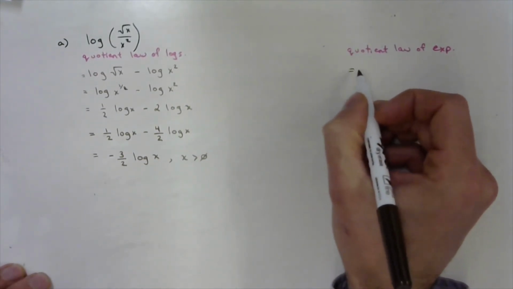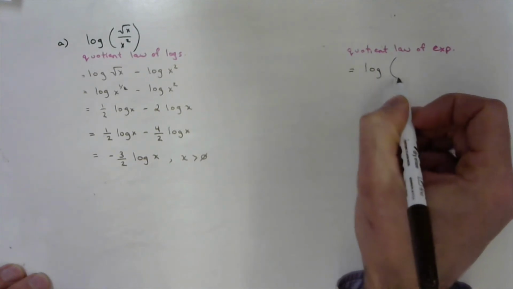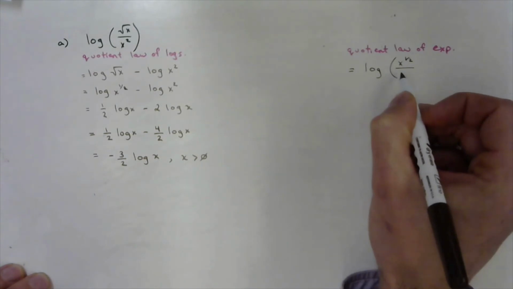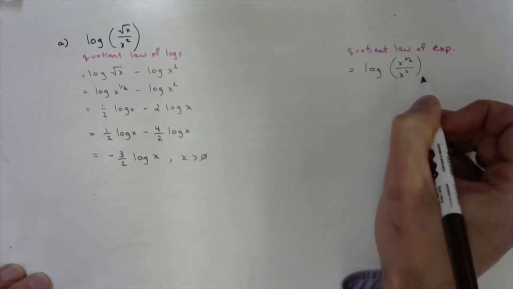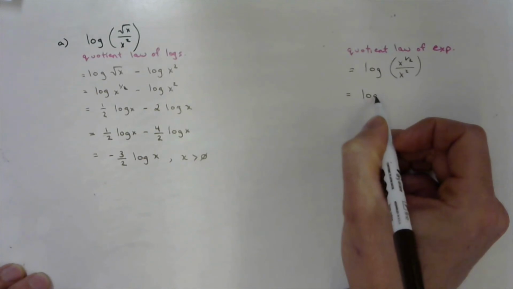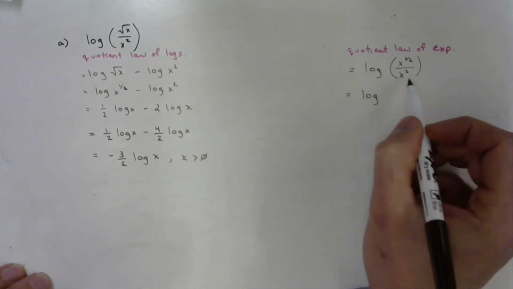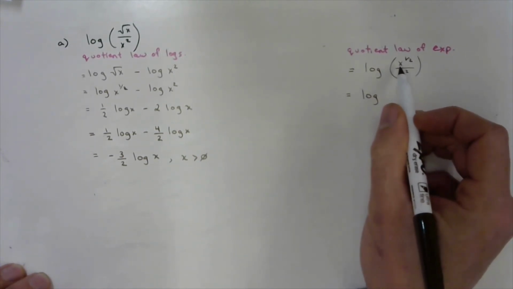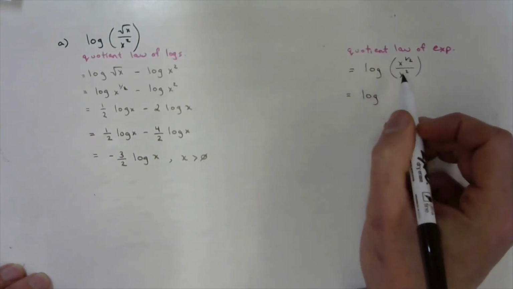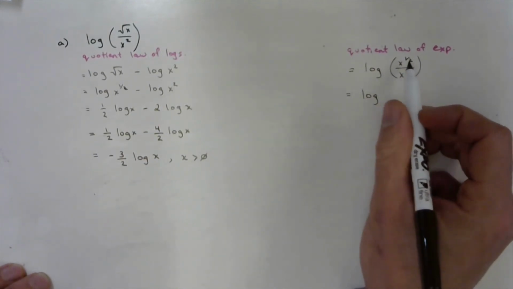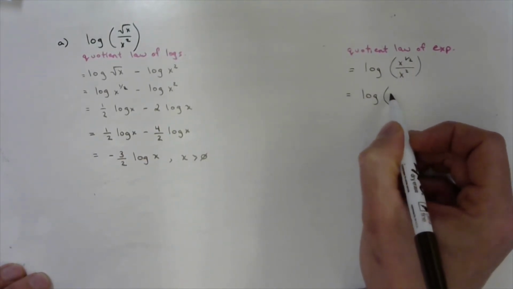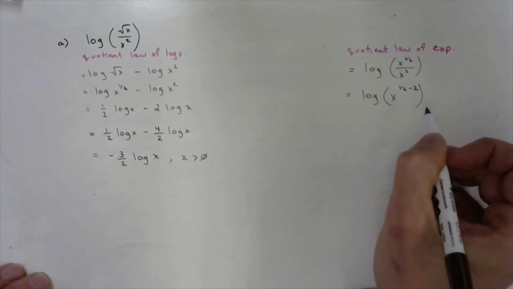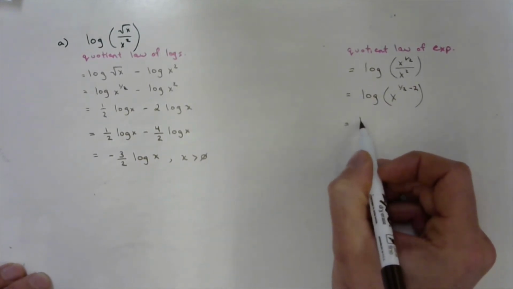That means we get this equals the log of, I'm going to rewrite my bracket as x to the power of 1/2 over x squared. Then I'm going to express this using the quotient law of exponents, which means that if I have two powers with the same base, one divided by the other, I can subtract the exponents. So what I actually have here is x to the power of 1/2 minus 2. Again, showing every step possible.